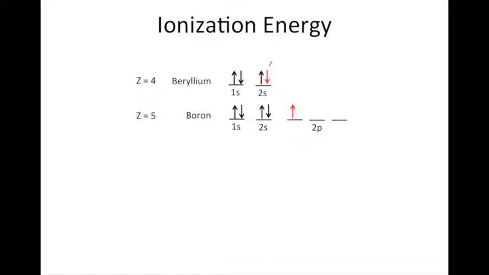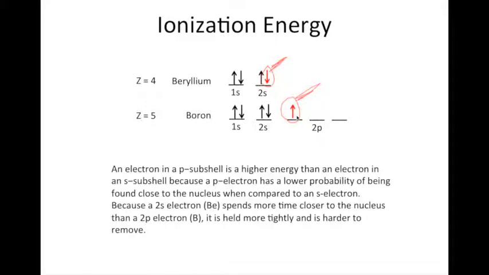Now here I have the outermost highest energy electron colored in red, and that's the electron we're trying to remove. Now our deviation in our trend tells us that it is actually easier to remove this electron from boron than it is this electron from beryllium. So it's harder to remove the electron from beryllium compared to the outermost electron from boron. So why is that? Well, it turns out that here with boron, we are starting a new subshell. We're putting an electron in a p subshell. An electron in a p subshell is a higher energy electron than an electron in an s subshell.